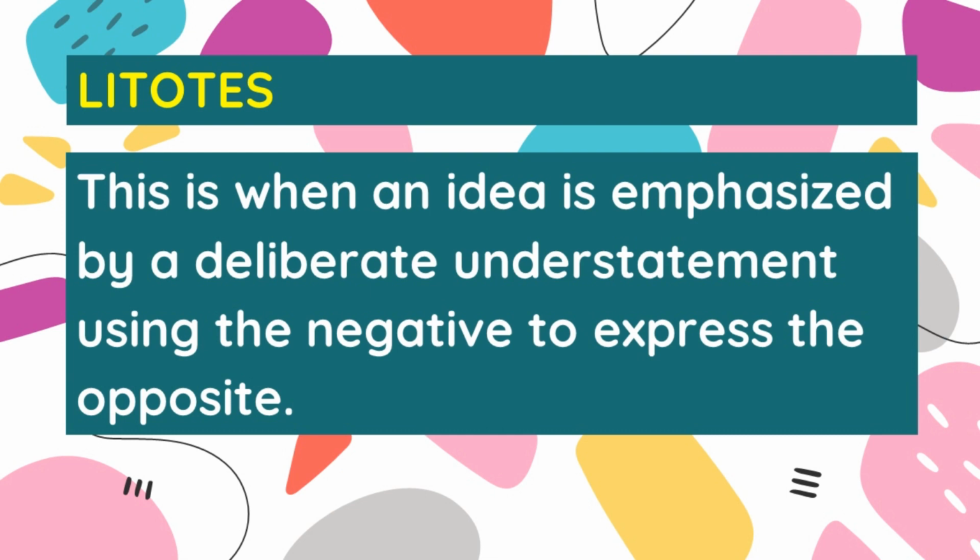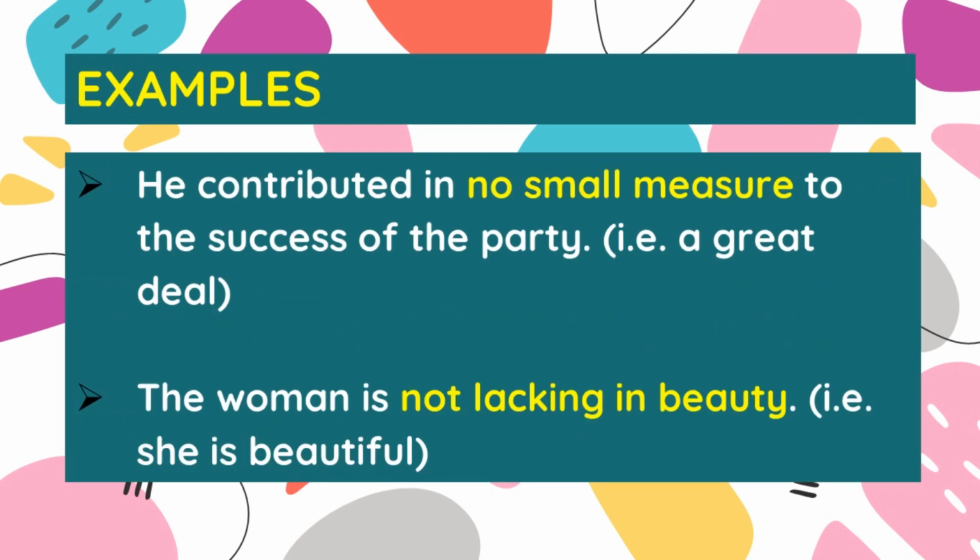Litotes. Litotes is when an idea is emphasized by a deliberate understatement, using the negative to express the opposite. Examples: He contributed in no small measure to the success of the party. That is, he contributed a great deal. The woman is not lacking in beauty. That means she is beautiful.